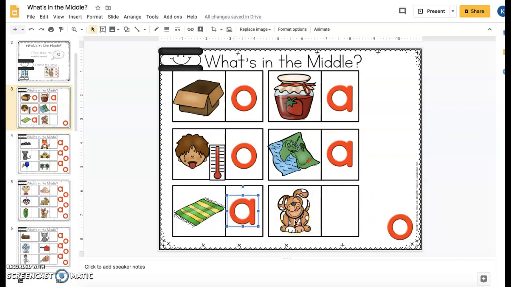And this is a picture of a dog, D-og, with an O in the middle. Okay, and then you're going to do the same thing. Once you're done with this, you're going to exit out and press the submit button so that your teachers can see all of your correct answers. If you have any questions, let us know.